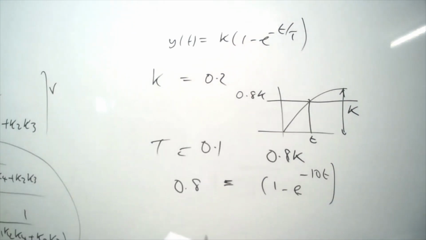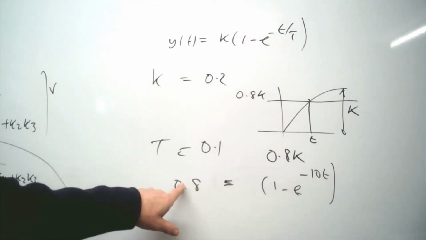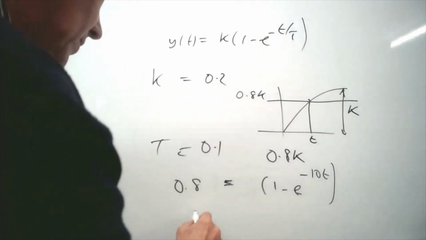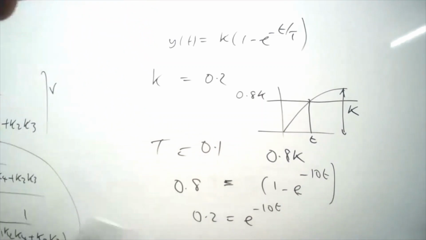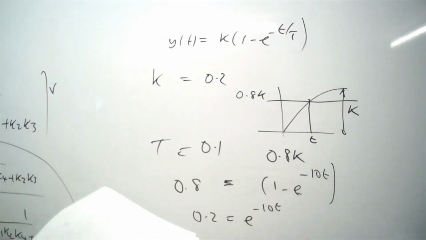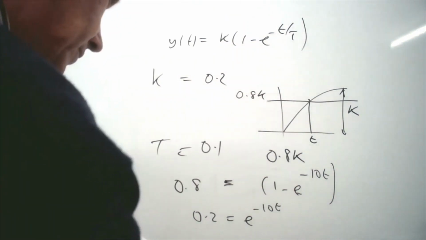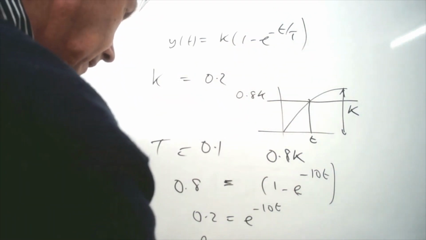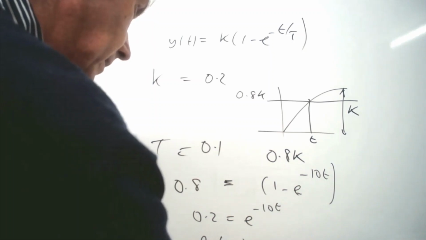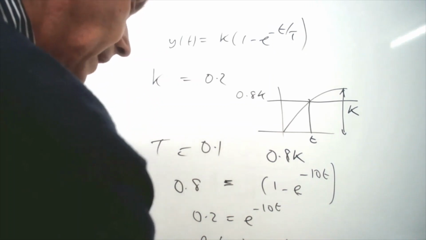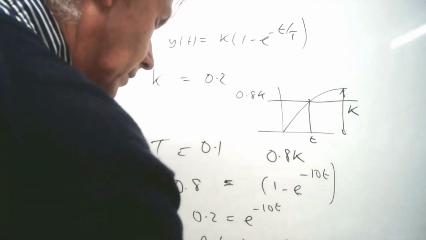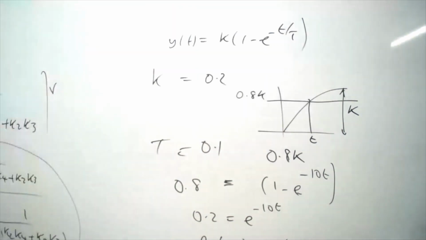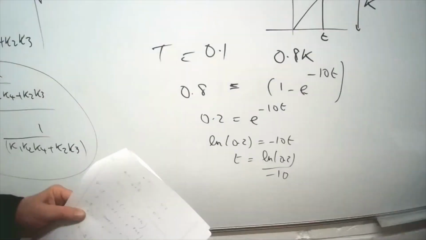So if we take this onto this side, we get that 0.2 is equal to e to the minus 10t. And then we can solve this by taking natural logs. So we'll get ln of 0.2 is equal to minus 10t, and then t will be natural log of 0.2 over minus 10. Okay.